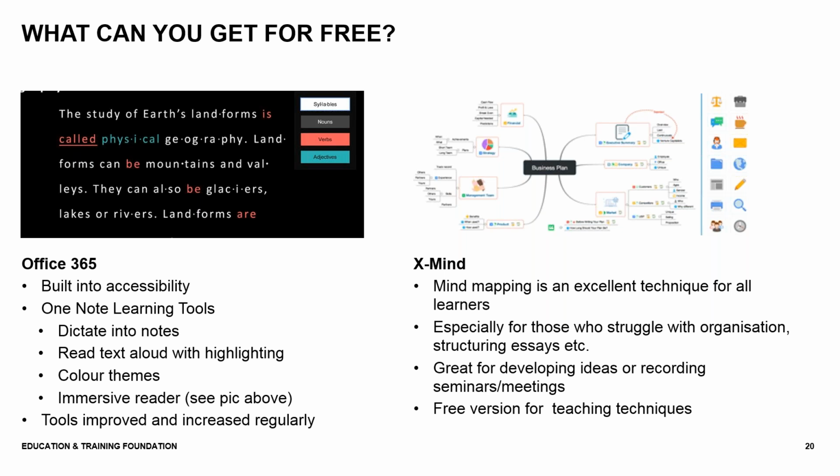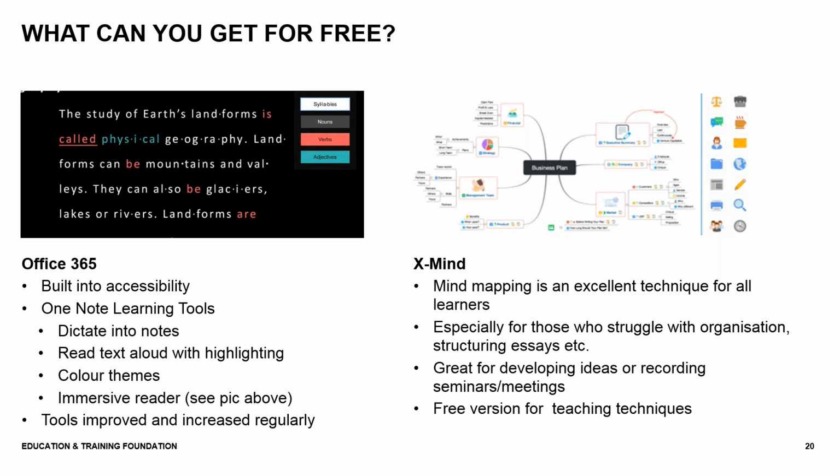Office 365. Now, this has a load of built-in accessibility. Remember, this does have to be Office 365 to get all of these features. It can't be the standard Office that might be installed locally on your computer. It has to be the version that is Office 365. But Microsoft are doing loads of work around accessibility at the minute, and they're building accessibility into the normal tools.